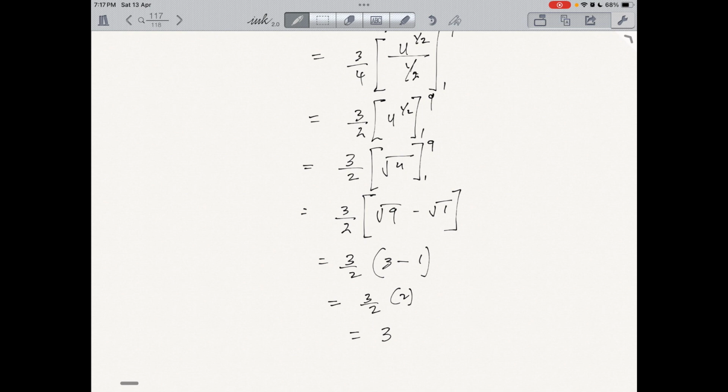Now, since there are various forms of substitution, we have algebraic substitution, we have trigonometric substitution, and we have integration by reduction formula. And in our next series of videos, we'll be dwelling on trigonometric substitution, integration using trigonometric substitution.